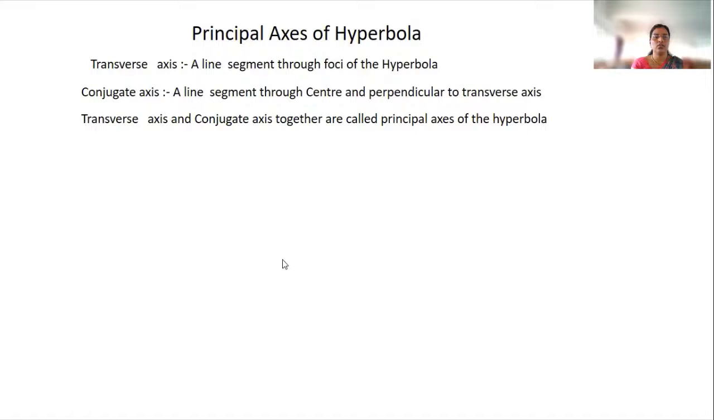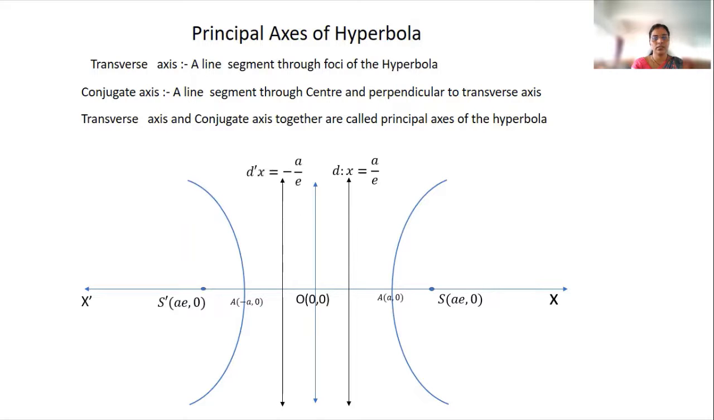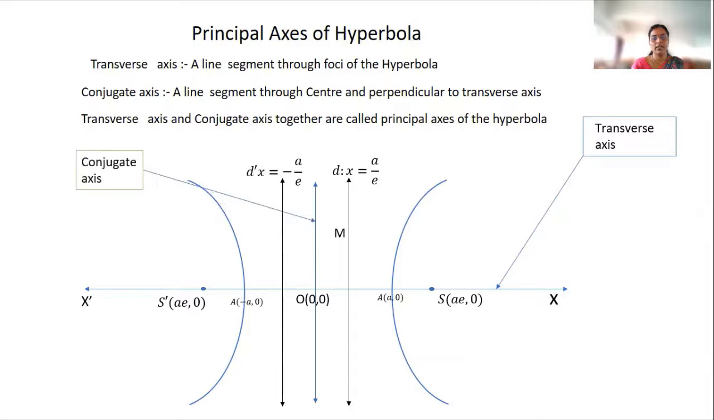The transverse axis and conjugate axis together are called the principal axes of the hyperbola. Now see, this is a hyperbola with center at O, vertices A and A dash, foci S and S dash, directrices D and D dash. Then the x-axis is called the transverse axis, and the y-axis is the conjugate axis, which passes through the center and is perpendicular to the transverse axis. The transverse axis passes through the foci.